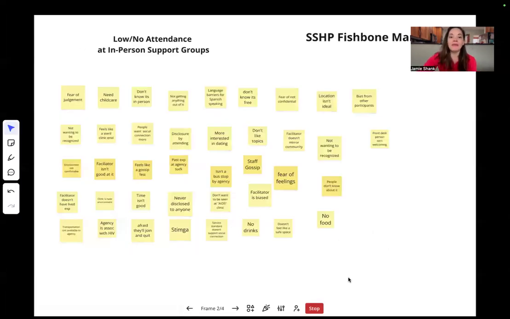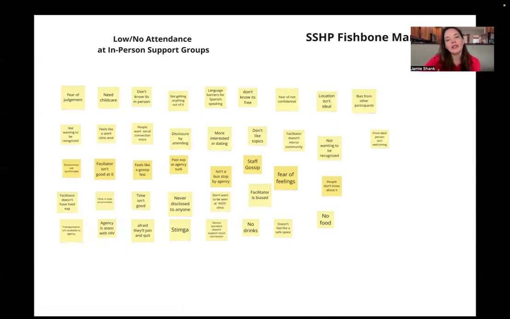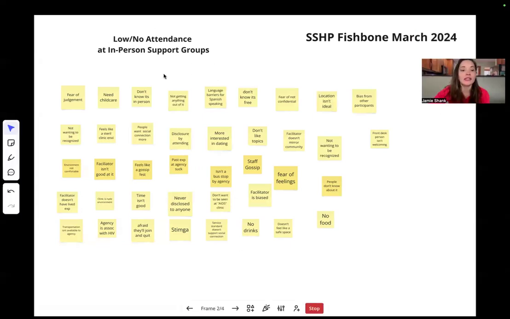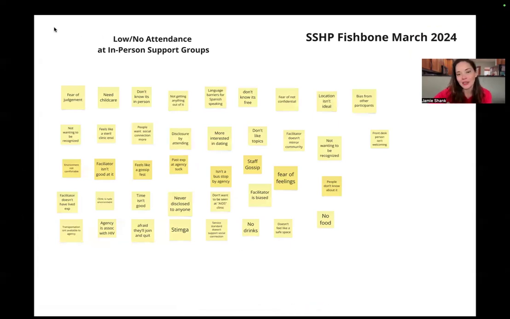So let's say I'm meeting with my team, my quality improvement team, and you want to pick the one singular issue that you are trying to work on. So for example, here we have the central issue being there's either low or no attendance at the in-person support groups. So that's your focus question, and you can put that up on a whiteboard in an office space. You could put it into a slide deck like this.